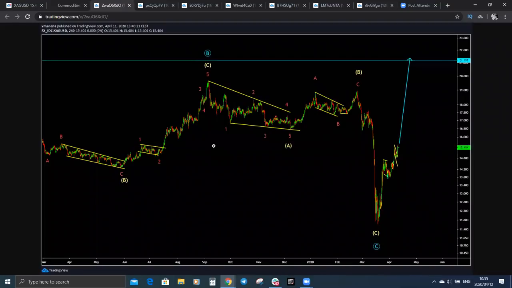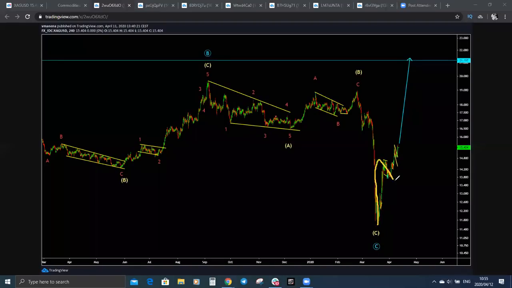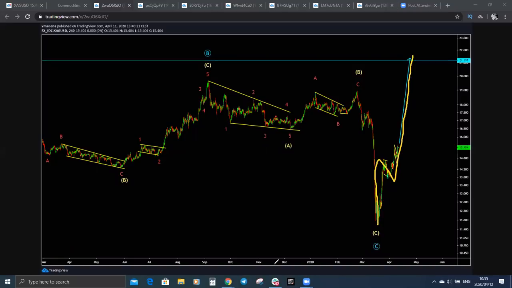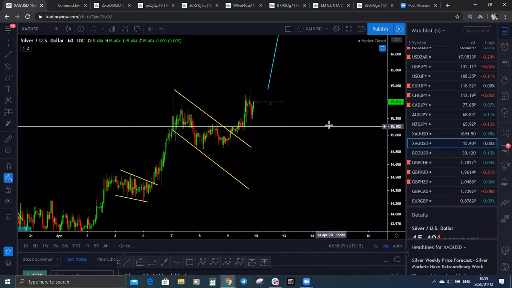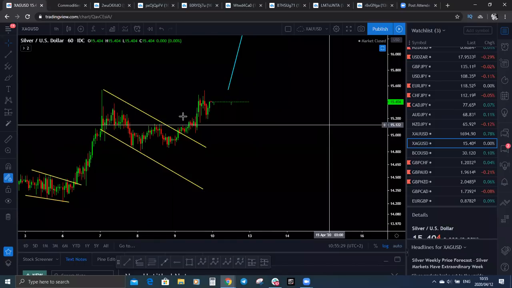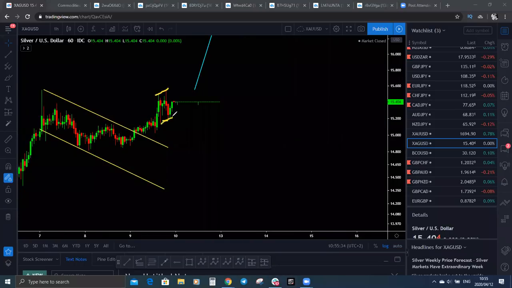As you can see, we've started with an impulsive move. Looks like we're starting the 5-wave move to the upside on silver. Let's look at the actual silver structure here. You've got a corrective structure here on silver. This is on the 1 hour. This is a running flat rather.